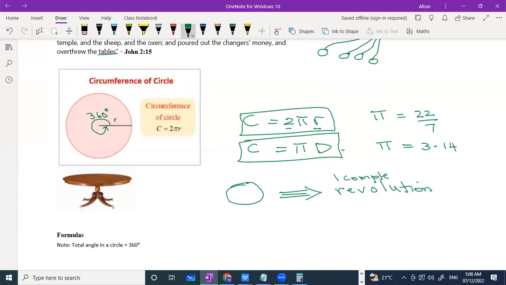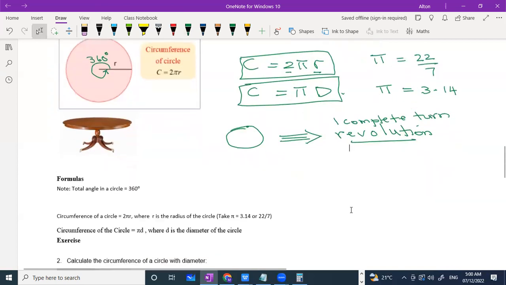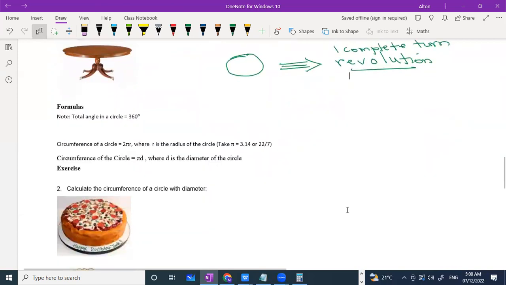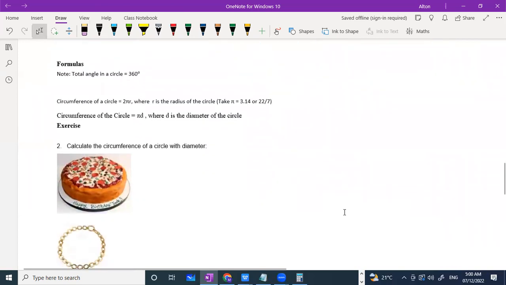And the word they use for that is revolution. One complete turn or revolution, right? So 360 degrees is the total measure at that point in the circle. So let's practice how we find the circumference of the circle. So that's the formula right there for you.